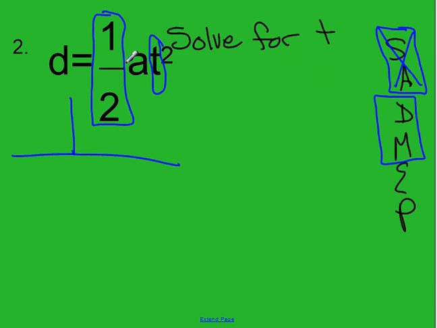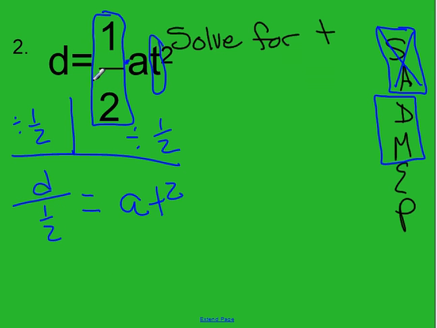So to get rid of that, this multiplication that's happening here, I have to divide by 1/2. Divide both sides by 1/2. What I end up with then is d divided by 1/2 equals a t squared. This 1/2 and this 1/2 cancel.